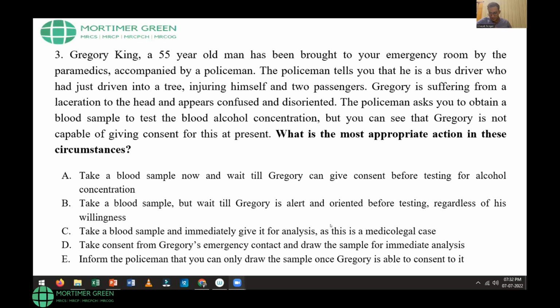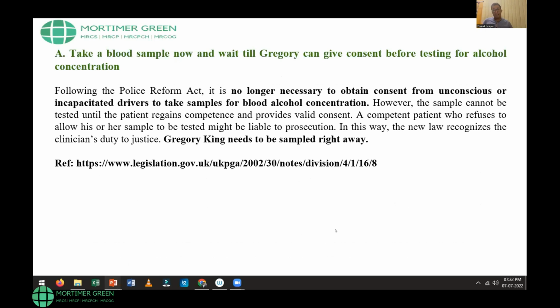So take a sample now, and wait till Gregory can give consent before testing for alcohol concentration. The latest 2002 Police Reform Act states that it is no longer necessary to obtain consent from unconscious or incapacitated drivers to take samples. However, the sample cannot be tested till the patient regains competence and provides valid consent.